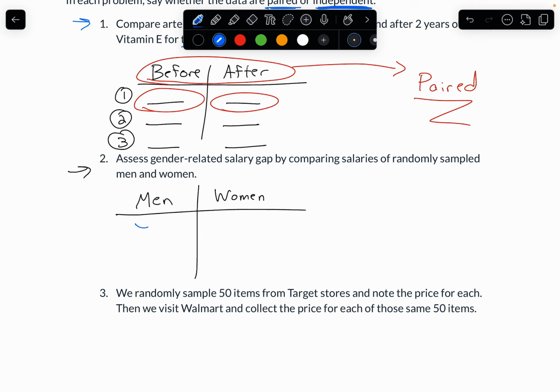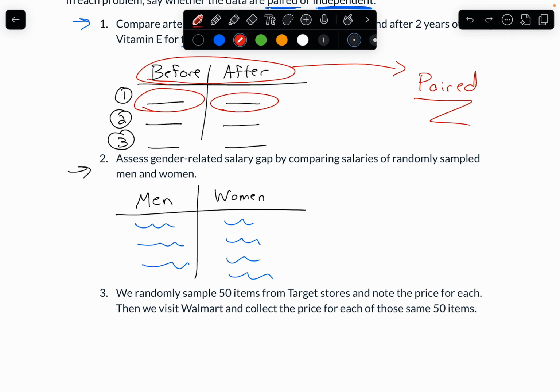So you would say, okay, here's this person's salary and that person's salary and that person's salary, and then I would have a bunch of women's salaries over here as well. And again, the question I want to know is, are we working with paired data or independent data? Meaning, if I were to select one particular man's salary, is that going to correspond or have some sort of relationship with one particular woman's salary?